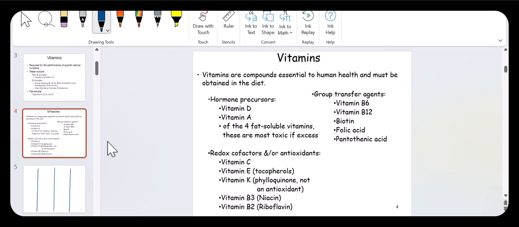Some of the places you're going to see them are as precursors to hormones. We're going to talk about vitamin D a little next trimester, and a lot in endocrinology. We'll talk about vitamin A. We're going to see them as group transfer agents, B6, B12, things like that. We'll also have them as antioxidants, redox cofactors, things like that.